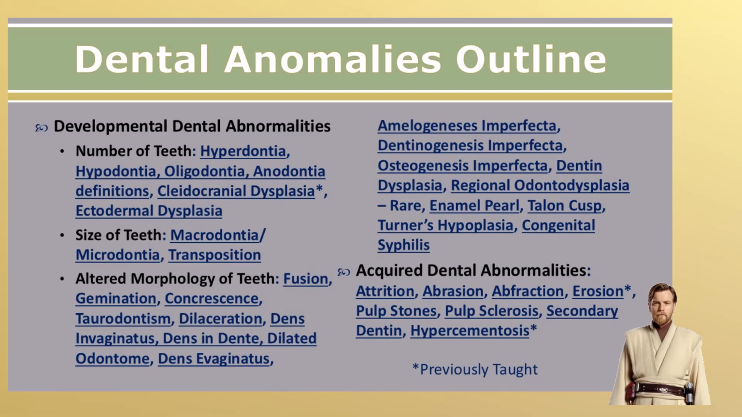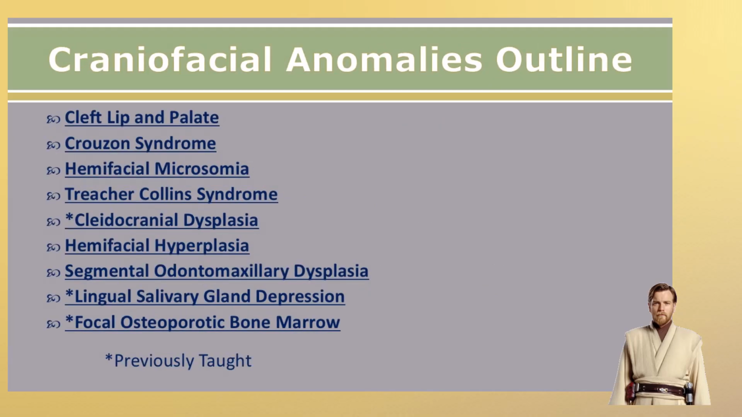This is going to be part 2 of our dental and craniofacial lecture. We're going to finish up the dental anomalies with regional odontodysplasia, enamel pearls, Talon cusp, Turner's hypoplasia, and congenital syphilis. We're also going to talk about attrition, abrasion, abfraction, erosion, pulp stones and pulpal sclerosis, secondary dentin. And then I just wanted to talk about a few craniofacial anomalies. So we'll talk about cleft lip and palate, Crouzon syndrome, hemifacial microsomia, Treacher Collins, hemifacial hyperplasia, segmental odontomaxillary dysplasia, and then we'll give you a quiz at the end, as we usually do, to see what you've learned.